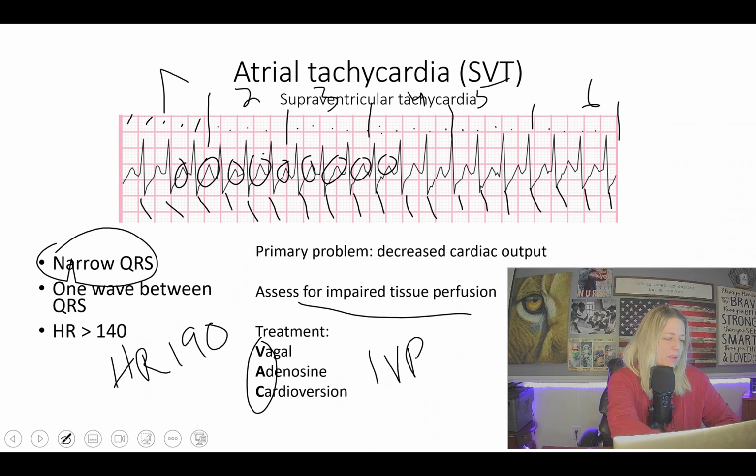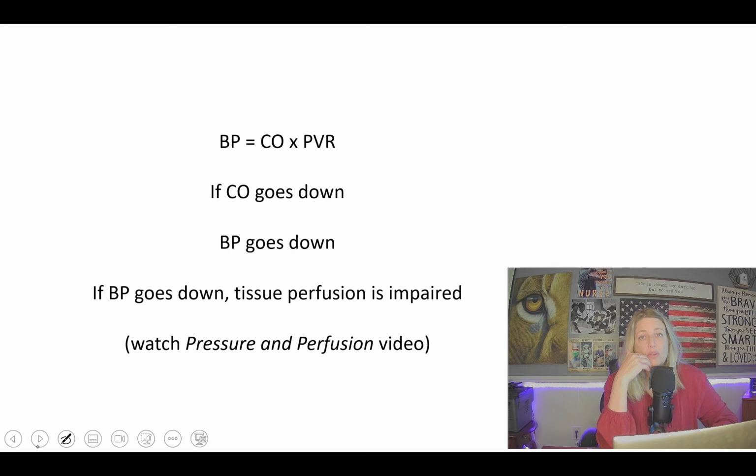So just to remind you, this is from a couple videos ago. It's under pressure and perfusion. If you haven't watched the pressure and perfusion video, this is what explains this concept. If blood pressure equals cardiac output times vascular resistance, and cardiac output goes down, and that's what we're concerned about with ATAC or SVT, we're concerned about cardiac output going down because we don't have time to fill the ventricles. If cardiac output goes down, then blood pressure goes down. And if blood pressure goes down, then tissue perfusion is impaired.